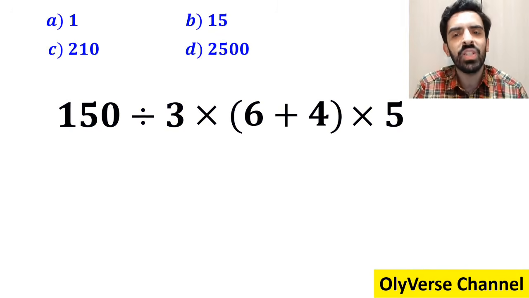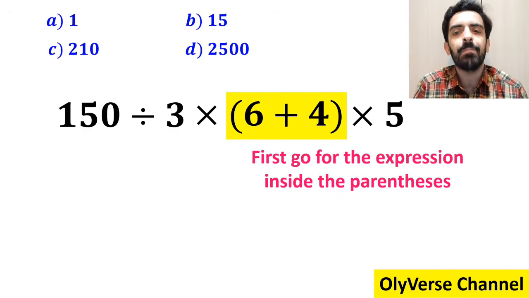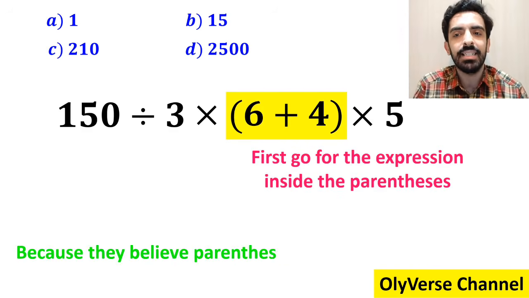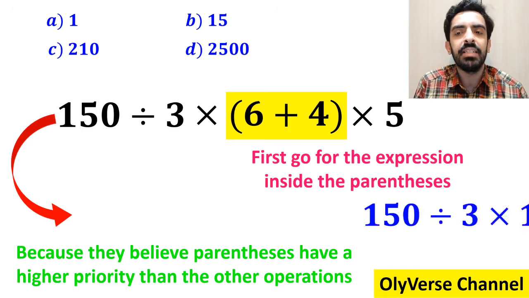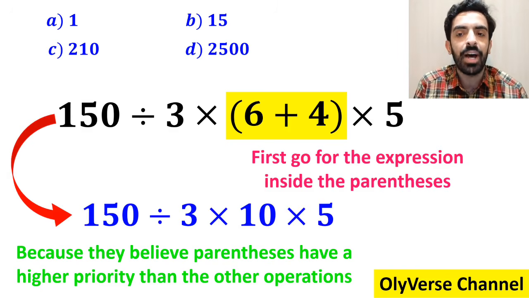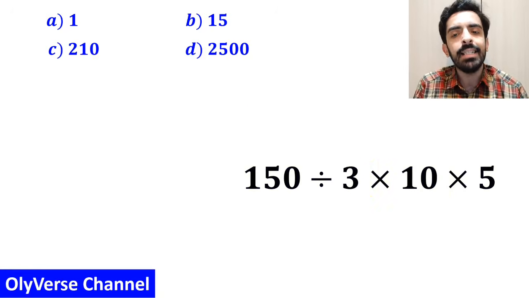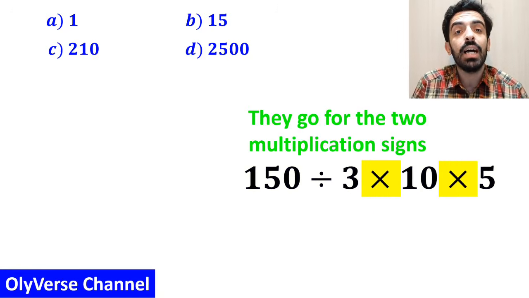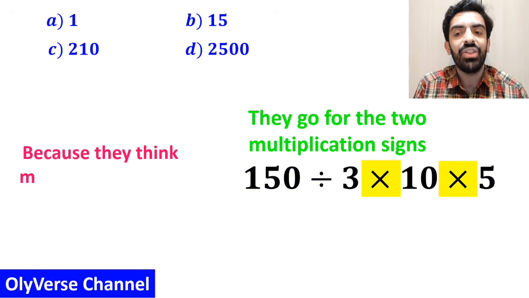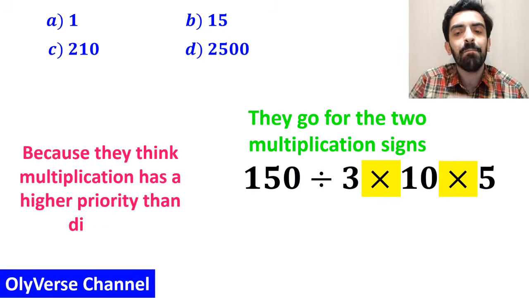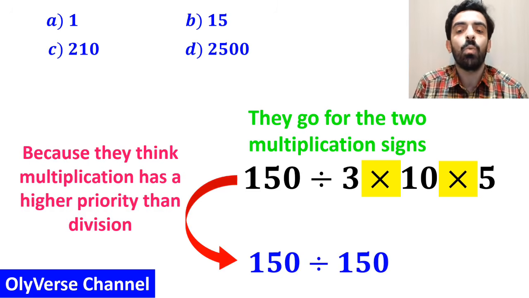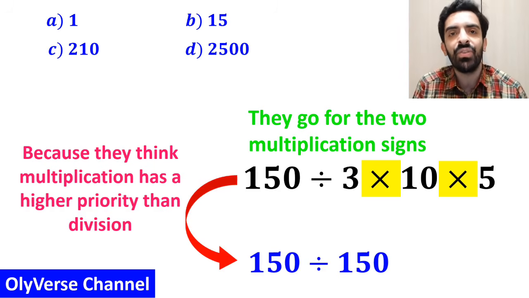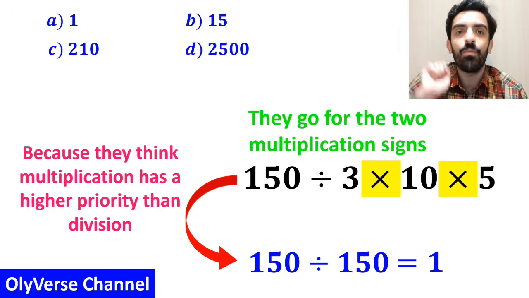Many people, when trying to solve this question, first go for the expression inside the parentheses because they believe parentheses have a higher priority than the other operations. So, they simplify this expression to 150 divided by 3 multiplied by 10 and again multiplied by 5. In the next step, they go for the two multiplication signs that I've highlighted in yellow because they think multiplication has a higher priority than division. So, instead of this expression, they write 150 divided by 150, which finally gives them the answer 1.